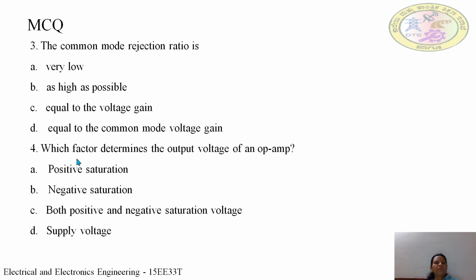Question number 4. Which factor determines the output voltage of an op-amp? Let's look into the options. Option A, positive saturation. Option B, negative saturation. Option C, both positive and negative saturation voltage. Option D, supply voltage. The output voltage would swing between the two saturation voltages, that is positive and negative DC voltages. So option C is the right answer.